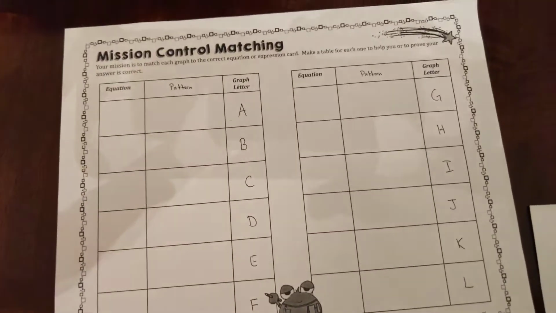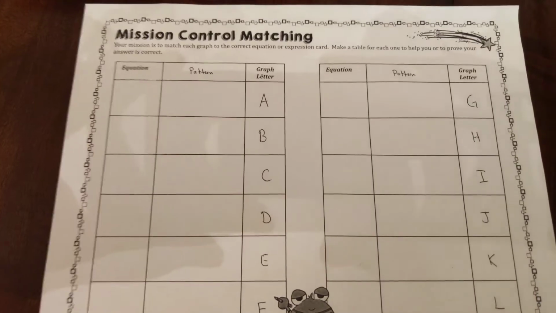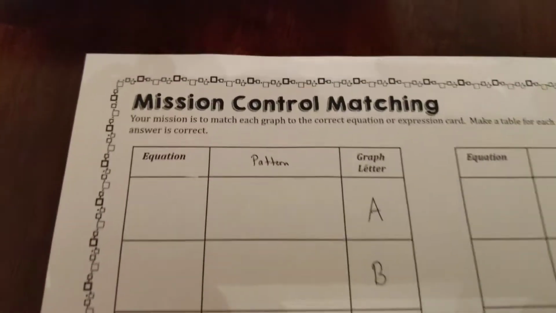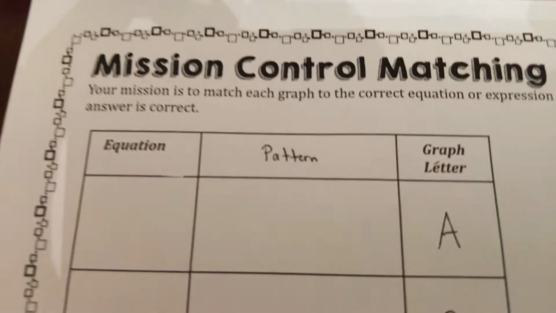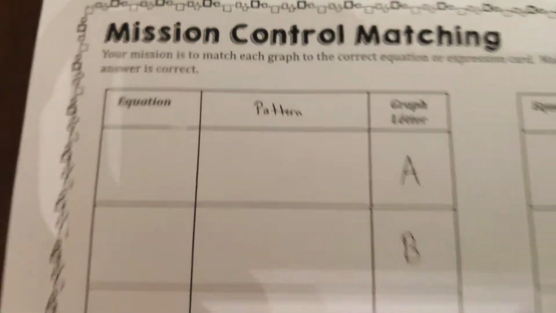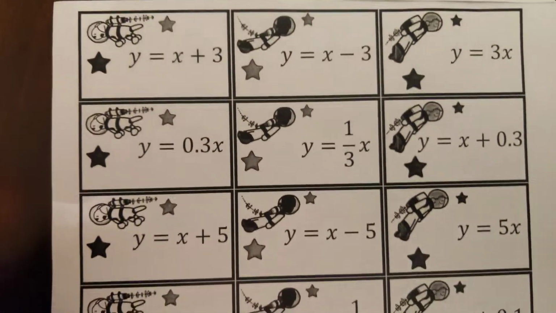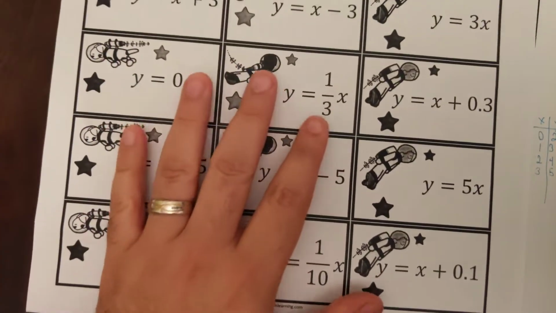Hey guys, this is just a quick video to show you how you're going to do the station so that you have no questions when you are doing this activity. So you have to have an equation, a pattern, and a graph letter. The equation you're going to grab from one of these equations. On the station you have a sheet like this.